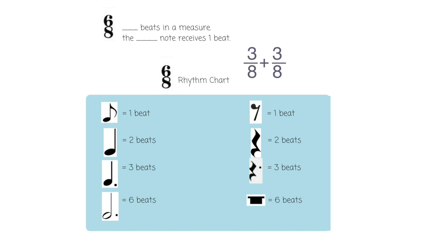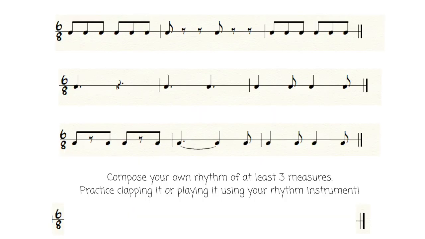We'll also see a lot of dotted half notes, and that takes up the full 6 beats of the measure. And then remember, our whole rest is a whole measure rest. So in 6/8 time, that means it receives 6 beats, a whole measure of silence there. All right, let's take a look at the rhythms on the next page. And I think this will help make more sense of how we break down the 6/8 time signature.